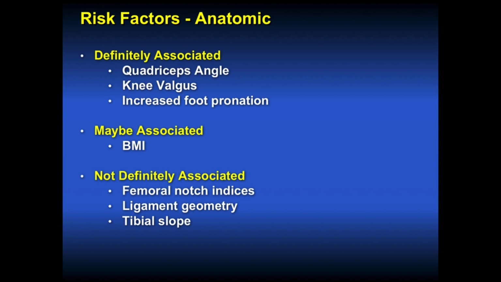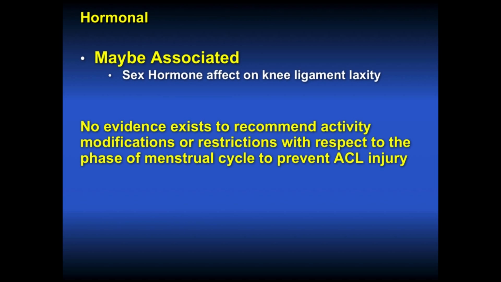The risk factors that are anatomic, that are definitely associated, are quadriceps angle, knee valgus, forefoot pronation that is increased. May be associated: BMI, not definitely associated, femoral notch indices, a small notch indicating a small ligament, probably not sex dependent, ligament geometry, and tibial slope. More work will be done in these areas in research. Hormonal factors may be associated, the sex hormone effect on knee ligament laxity. However, there is no evidence to recommend activity modifications or restriction with respect to the phase of the menstrual cycle to prevent ACL injury in female athletes.